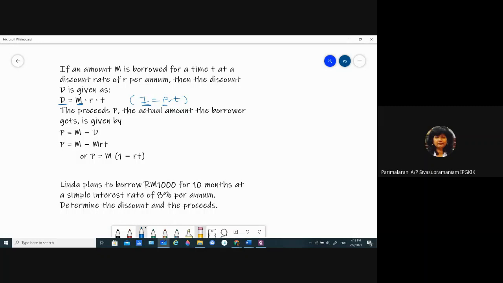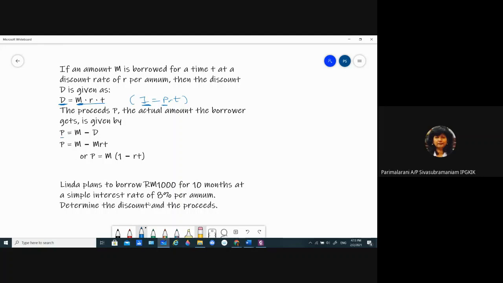Okay, the calculations are this. What I want to tell you is that the calculation is the same. If you want to find the discount, it is MRT. Interest is PRT. The proceeds is the actual amount the borrower gets. You go home with this money. Just now it was S equals P plus I.